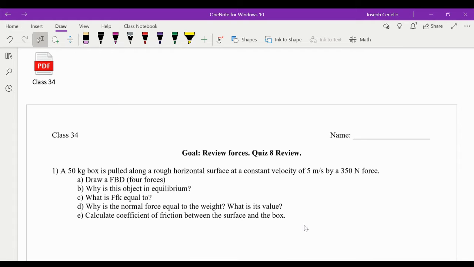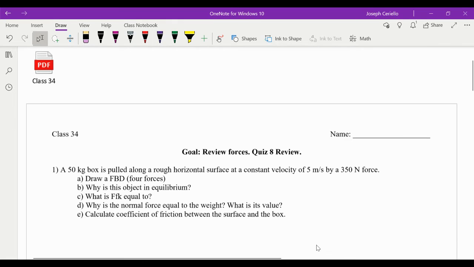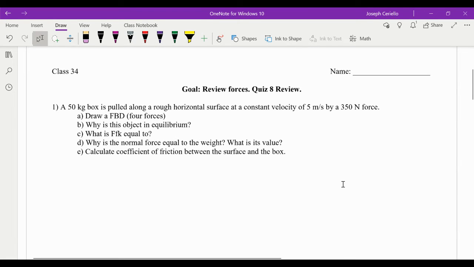We're doing some quiz 8 review. This definitely isn't everything for the quiz, but it's some of the bigger concepts or topics. So looking at number 1 here, it says a 50-kilogram box is pulled along a rough surface at a constant velocity of 5 meters per second by a 350 Newton force.